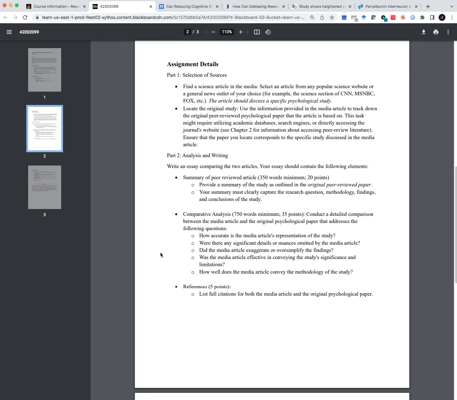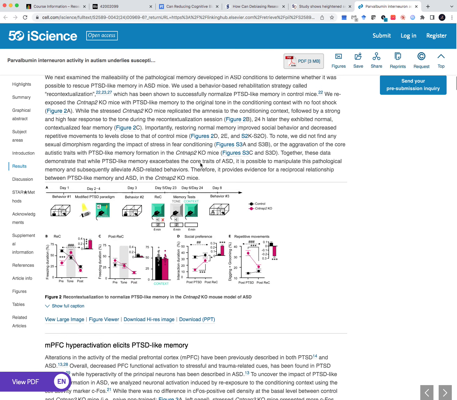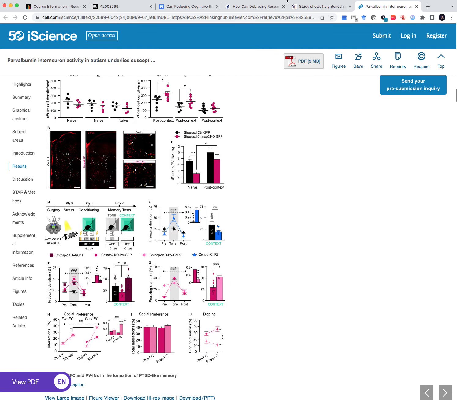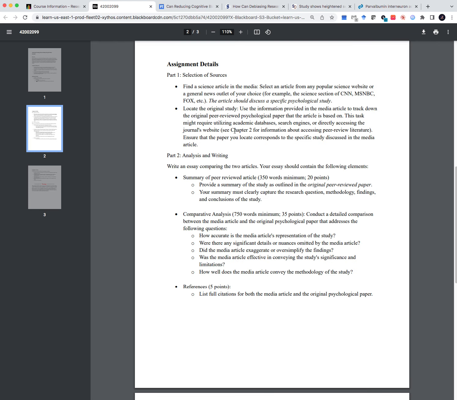Was the media article effective in conveying the original study's significance and limitations? So how well did it talk about why the study was important, and also what are the limitations of the study? And finally, because this is a methods course, how well does the media article convey the methods of the original paper? How well were all of these gory details captured in the media article? Did they talk about the methods? Or did they just skip to the conclusions? Okay.